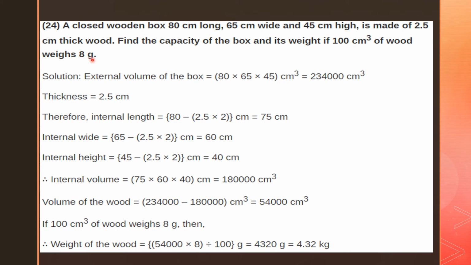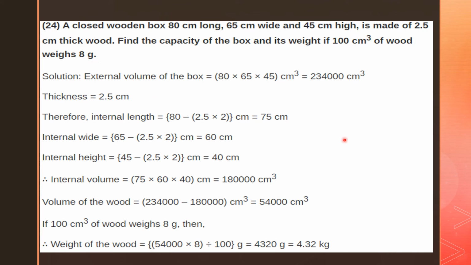A closed wooden box has the dimensions of length, breadth and height, and the thickness is also given: it is made of 2.5 centimeter thick wood. So the thickness of the wood is made into a closed wooden box of the given dimension. We are going to find the capacity of the box and its weight if 100 centimeter cube of wood weighs 8 gram. So we are going to find the capacity of the box with the given dimension.